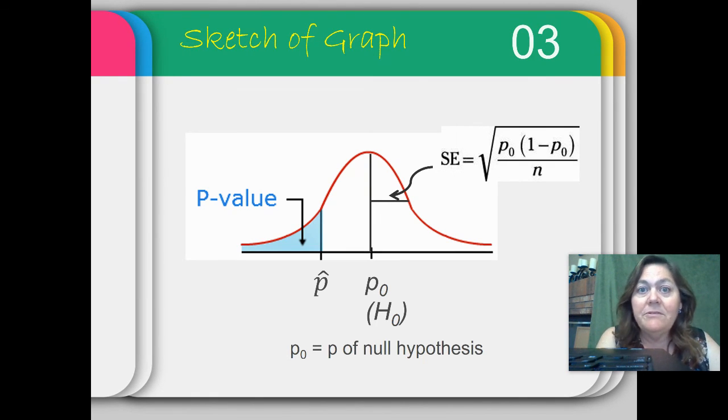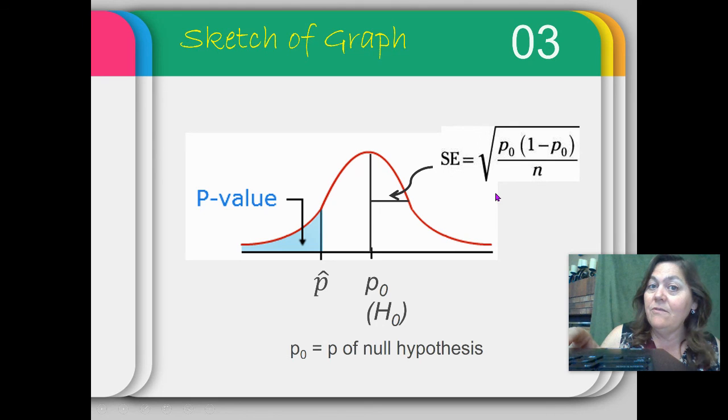Your p null goes in the middle now. Your claim, your hypothesized value, is in the center. If it's one-tailed, this is an example of a one-tailed sketch, then the p hat is our estimate, and we plot where it falls in comparison to the hypothesis. Okay? And then our SE is the denominator in our test statistic on your formula sheet as well.